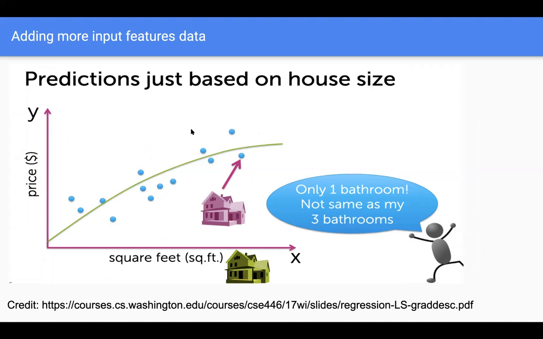So the price of the house is not just based on a single feature, right? You could have more features that come into the picture. For instance, in this particular data set, you may want to also include the number of bathrooms that you have. So how do you take that into account?